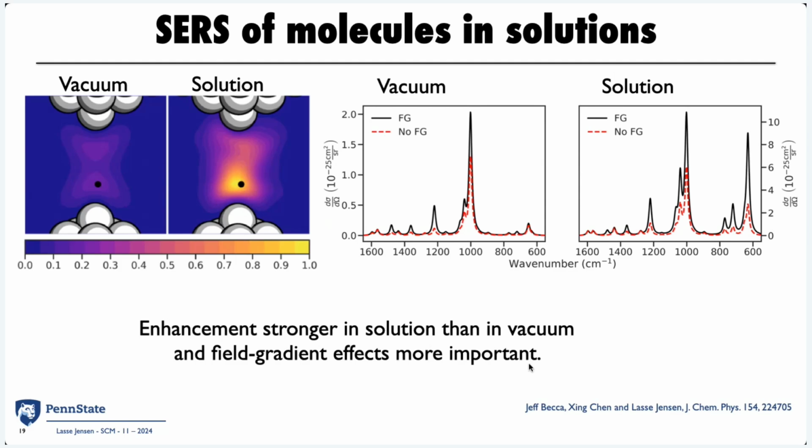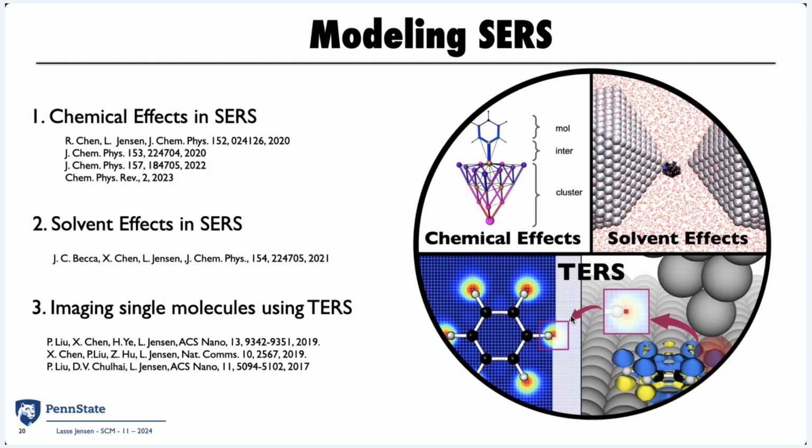So the enhancement is stronger in solution than in vacuum, and this inhomogeneity of the field is more important than the solvent. So we really need to describe this when we're looking at surface-enhanced scattering.